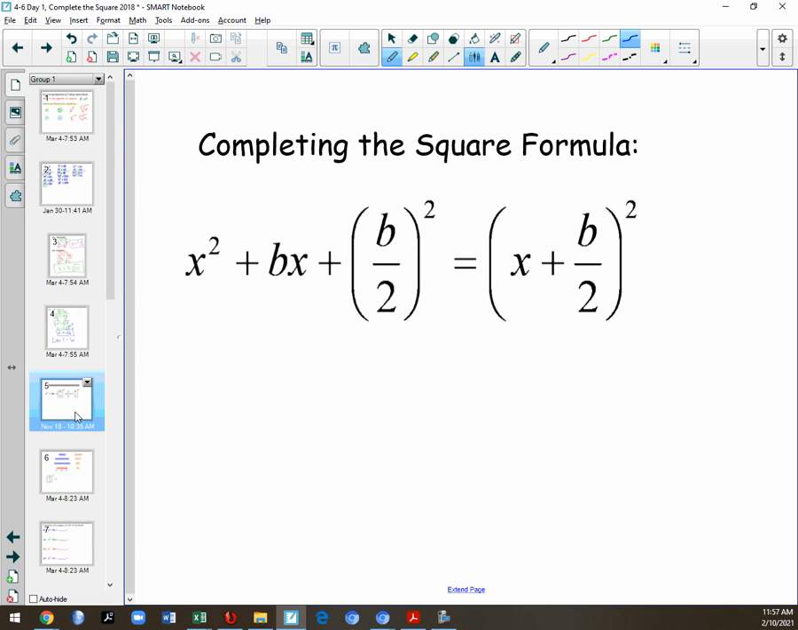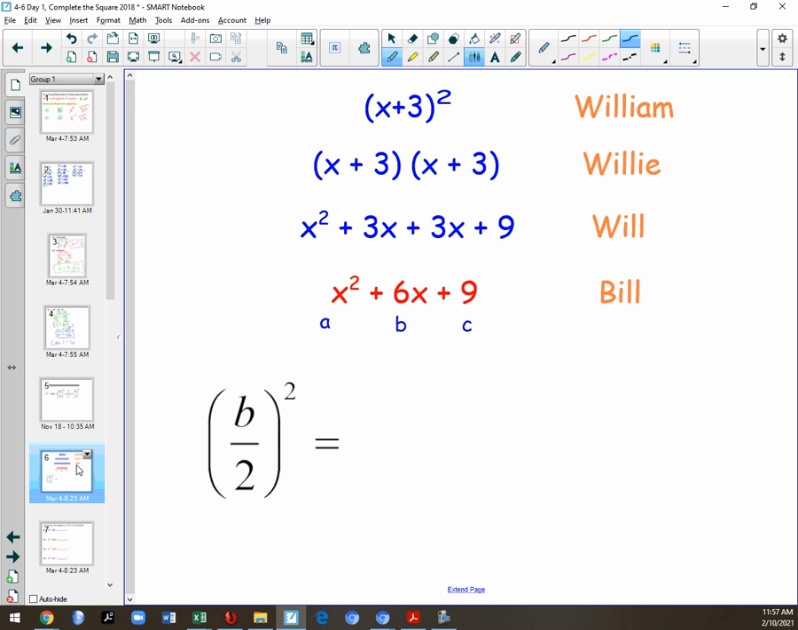Okay, the next thing that we need to talk about is completing the square formula. So I give you x squared plus bx plus b over 2 squared is equal to x plus b over 2 quantity squared. That's the completing the square formula. What do I mean by that? Well, here's what your brain needs to understand.